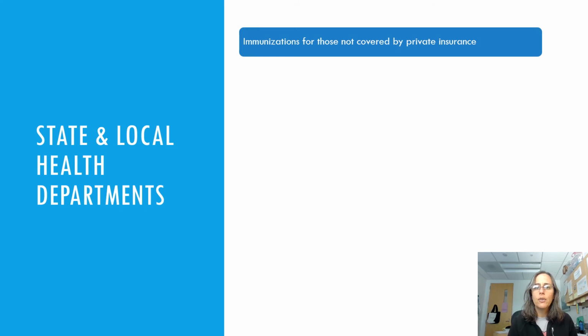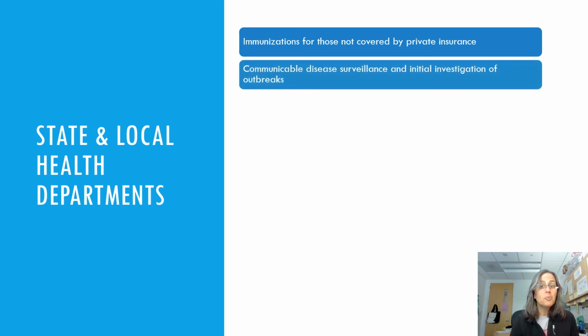State and local health departments in general, their jobs are going to be as follows, especially at the local level. Immunizations for people who can't get them through private insurance or a local doctor's office for whatever reason. Immunizations are a big part of what our local county health department does. Communicable disease surveillance is a huge part, right? And initial investigation of outbreaks. Our poor county has been working tirelessly for the last 2 years. All the contact tracing and outbreak investigations have been happening through them. And they're a small office, so it's been a big challenge.